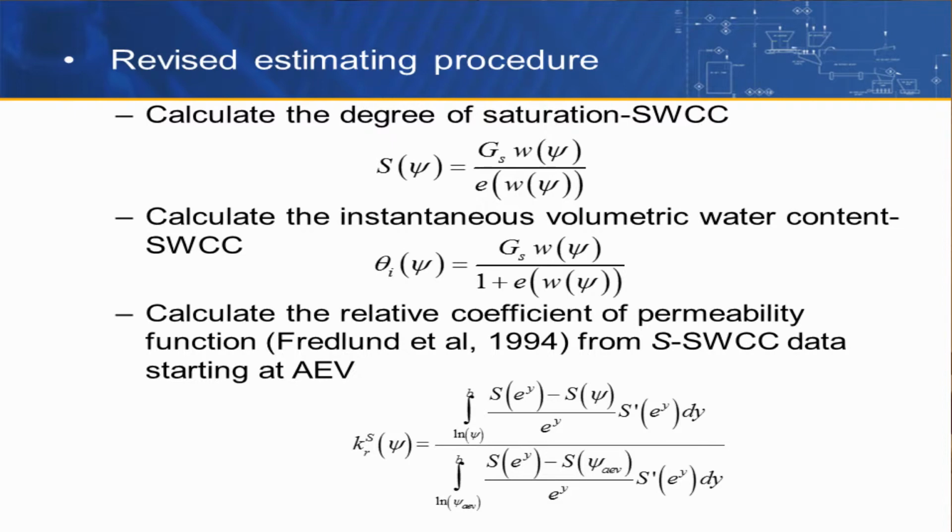And the degree of saturation could be calculated using the basic volume-mass equation. And then the instantaneous volumetric water content can also be calculated based on the gravimetric water content and the void ratio and the shrinkage curve. And the relative coefficient of permeability could be obtained from the soil water characteristic curve, using this degree of saturation versus soil suction relationship.